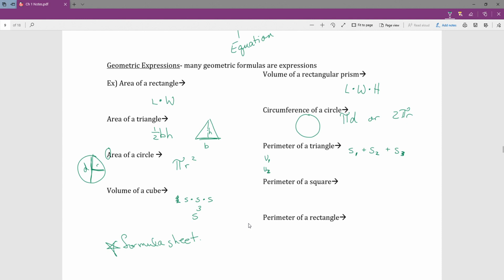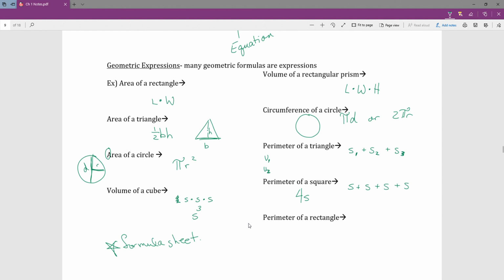And sometimes those get used in math. So perimeter of a square, so we'd have side plus side plus side plus side, or really 4 times the length of that side. And so either of those would be acceptable as an expression illustrating the perimeter of a square.